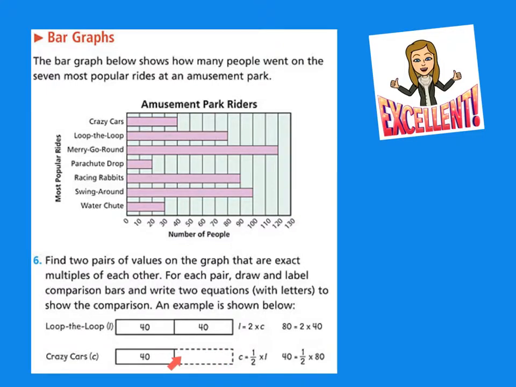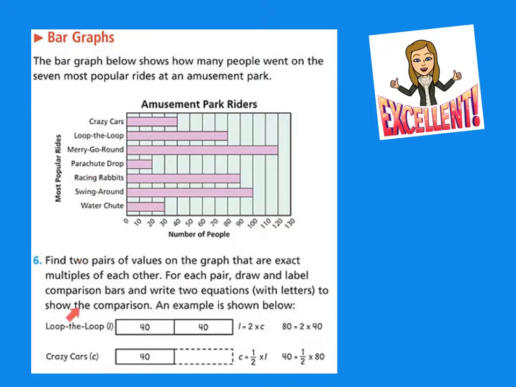So they used the first equation of Loop-the-Loop equals 2 times the Crazy Cars, so L equals 2 times C, C for Crazy Cars. Then showing it with numbers, that's 80 equals 2 times 40. Then for Crazy Cars, you could use a fraction to multiply. So Crazy Cars equals a half of the Loop-the-Loops, so C equals 1/2 times L, or 40 equals 1/2 times 80. So let's see if we can find another one that would work out perfectly.